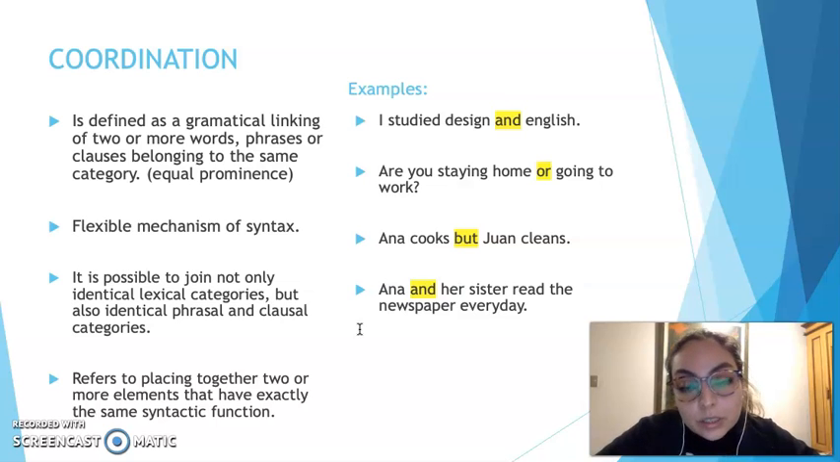And the last one is coordination. It's defined as a grammatical linking of two or more words, phrases, or clauses belonging to the same category or equal prominence. For example, I studied design and English.